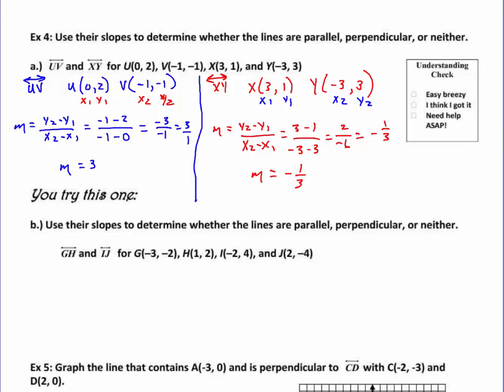And at first glance you might say, well, those aren't the same, so they're not parallel, right? That would mean same. Perpendicular, you would have to flip them over and make one of them the opposite sign. But if you remember, 3 is really 3 over 1. So 3 over 1 is perpendicular to negative 1 over 3. And that's how we would write it. We'd write this little perpendicular symbol. It's like an upside down T. So these two lines are perpendicular.